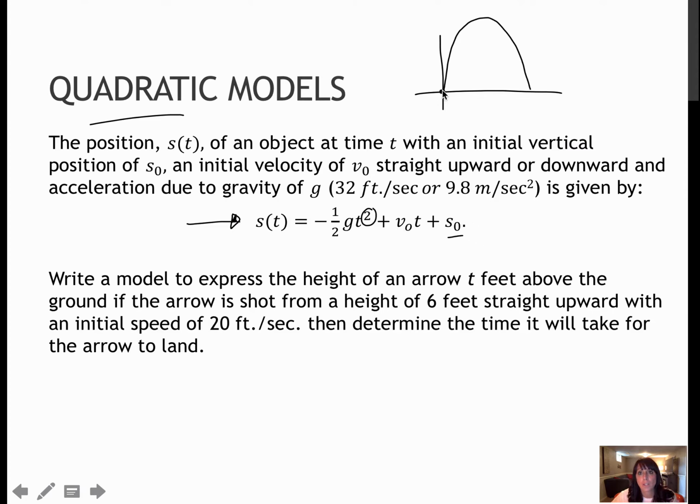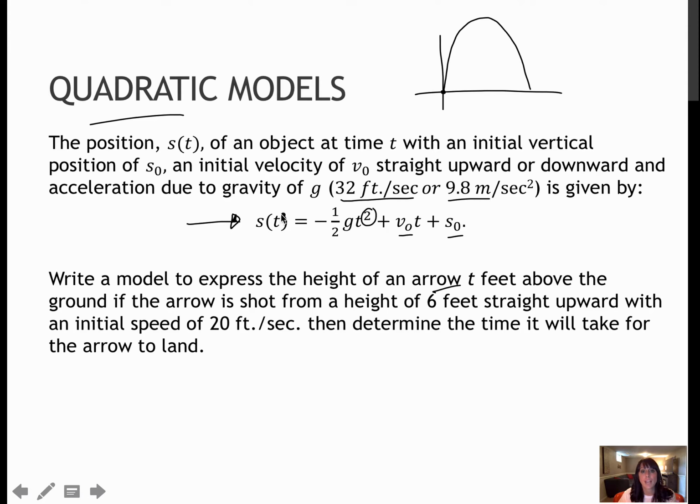S of 0 represents where it starts. So here, if I was launching, say, a rocket from the ground, S of 0 would be 0 feet off the ground. V sub 0 is the initial velocity. So at what speed did you first launch the rocket, or in this case an arrow. G represents the acceleration due to gravity. If you're dealing with a question with feet per second, that would be 32 feet per second. If you're dealing with a question where everything is in meters, you would use 9.8 meters per second.